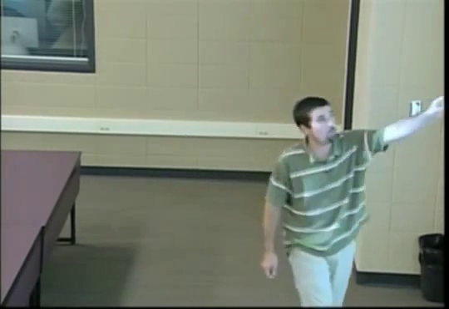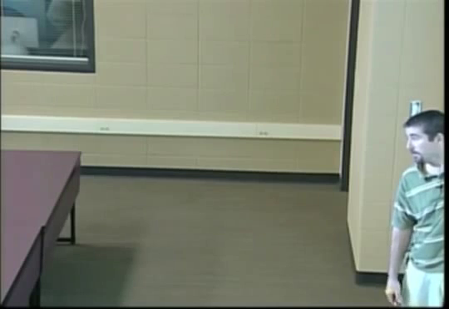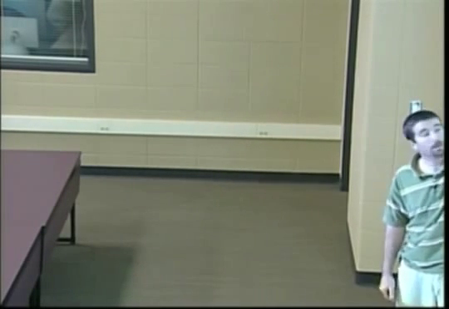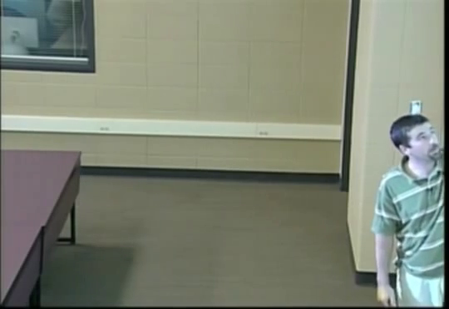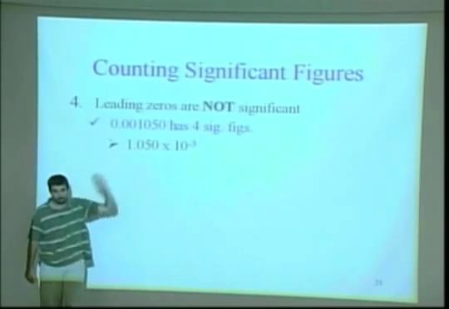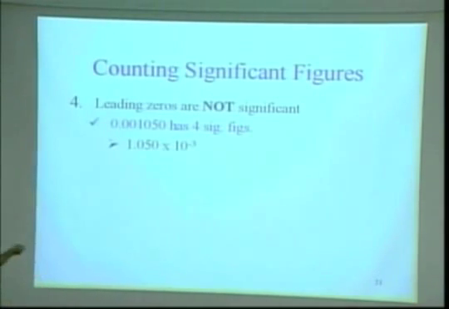Now, if there was a 1 in front of this 0, then we have to count all those because we'd have zeros sandwiched in between, right? In this case, you start with zeros, nothing happens, you don't start counting anything until you hit a number, okay? Then you count after that. All right, so in this case, you've got 4 significant figures, okay?